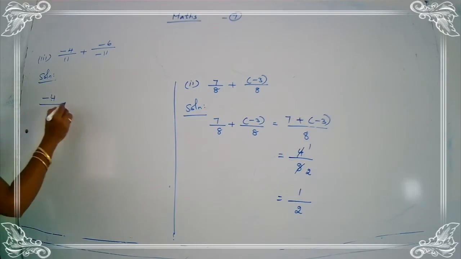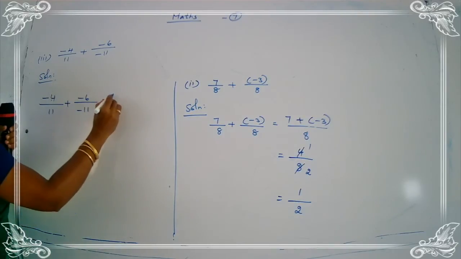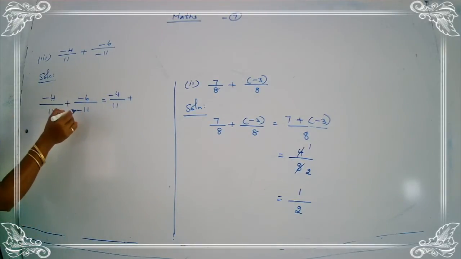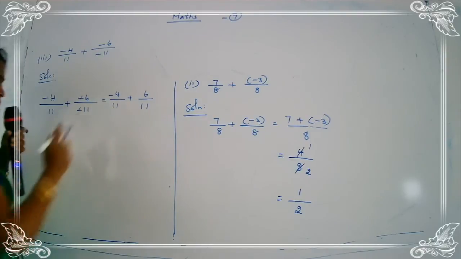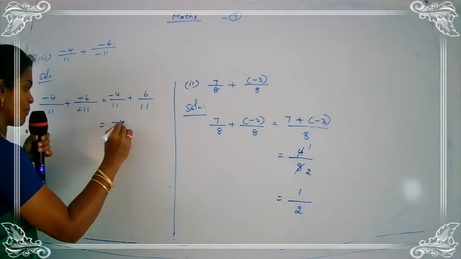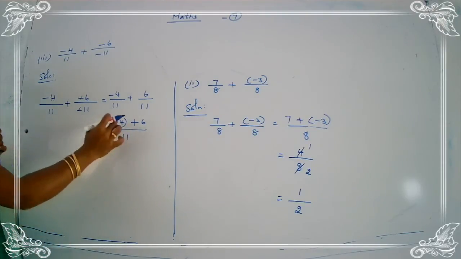Now your question is minus 4 upon 11 plus minus 6 upon minus 11. So you can write minus 4 upon 11 plus, you see here minus divided by minus, your answer is plus, otherwise minus minus cancel. So your answer is 6 upon 11. Okay, now clear? Yes. Now you see the denominators are same. So denominators are same means we add only the numerators. Therefore minus 4 plus 6 upon 11.